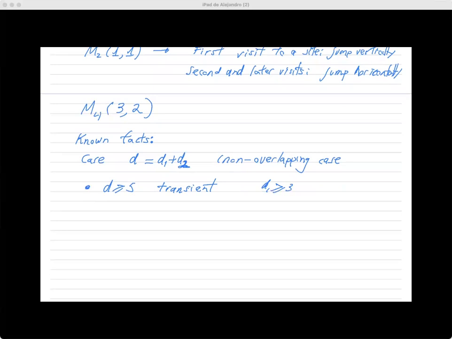One of the first non-trivial results was in dimension 4 by Benjamini, Kozma and Shapira, in the paper where they introduced this, and they showed that the M 4,2,2 is transient.